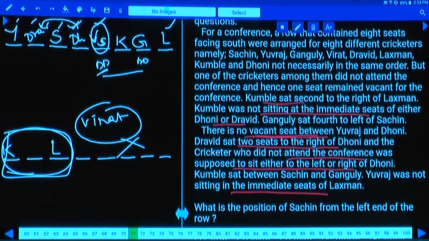Done with this? Then 76 to 80. Question number 76 to 80. Coding and decoding. Shall I explain this one or not required? Explain 76 to 80.